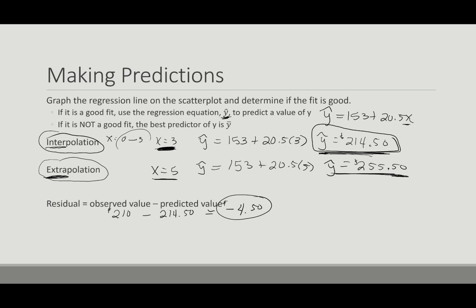Now you won't do residuals for extrapolation because with extrapolation, we go beyond our data set, and if we're beyond our data set, we don't have any observed values. So you would only do a residual when we're working with interpolation.